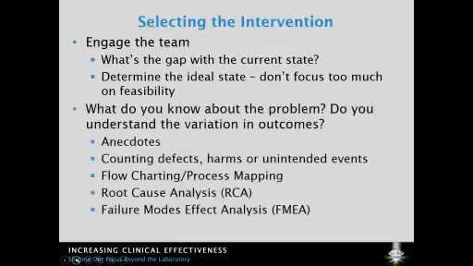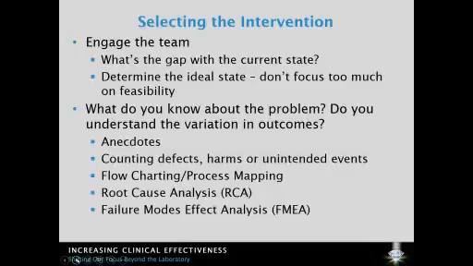And then we've got to collect information about the problem. We need to understand what is causing the variation in the current performance and what's causing the problem. So what do we look at for that? Well, it may be something as simple as anecdotes that we've heard. That's not very robust, but maybe that's where it starts. It may involve counting defects or counting harms or unintended events.